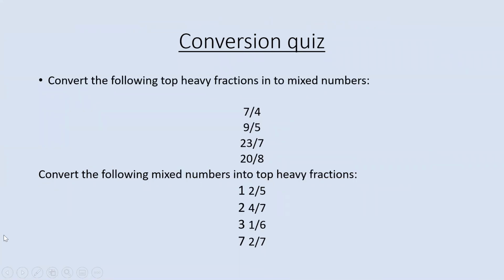So we're going to get you to convert the following top-heavy fractions into mixed numbers, and then convert the following mixed numbers into top-heavy fractions. So I'll just read the top-heavy fractions that need to be converted into mixed numbers first of all. 7/4, 9/5, 23/7, and 28. And the mixed numbers that we're going to convert into top-heavy fractions are 1 2/5, 2 4/7, 3 1/6, and 7 2/7.